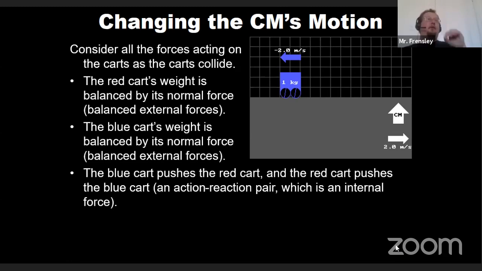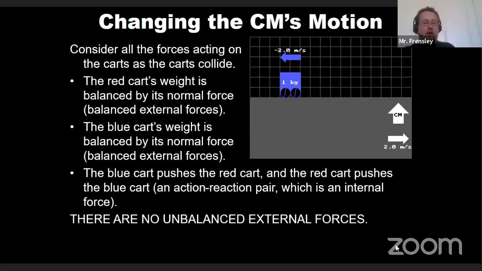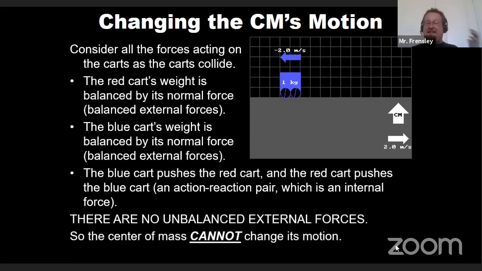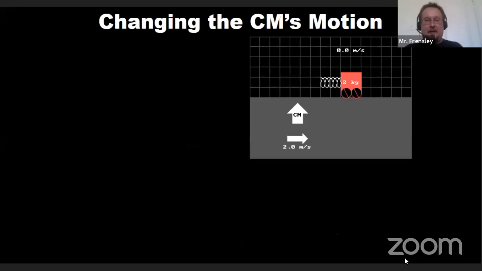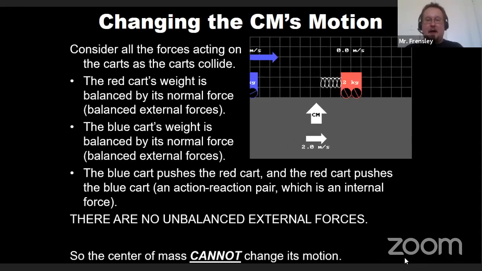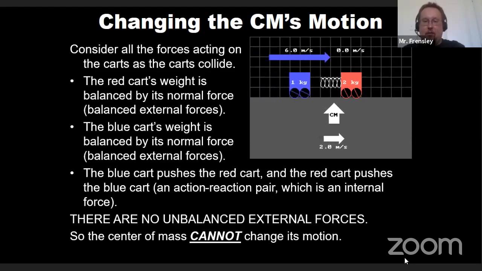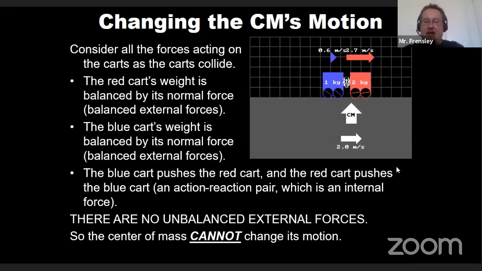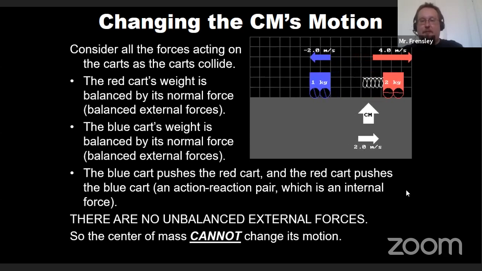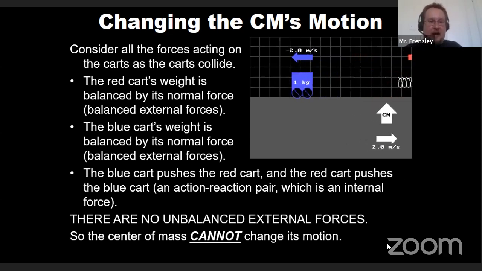So because we have no forces that are both unbalanced and external, we cannot change the motion of the center of mass. There are no unbalanced external forces, so the center of mass cannot change its motion. All right, I'm going to let you see it one more time. Here's the animation. I'm sorry that it won't repeat. I'd really like for the animation to repeat, but you can see how the center of mass keeps its 2 meters per second velocity the entire time.